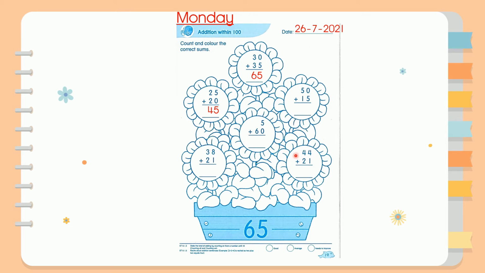So now let's see which flower the answer is 65. We need to color. So let's see. Yeah, this flower is 65. So please help teacher to color. Okay? So children, you can try to do it by yourself.